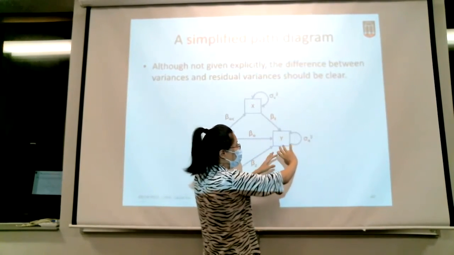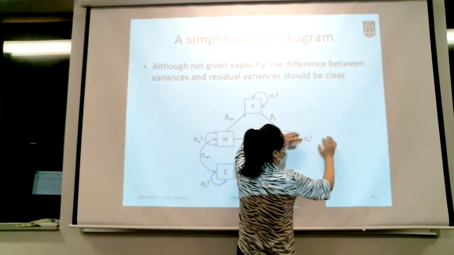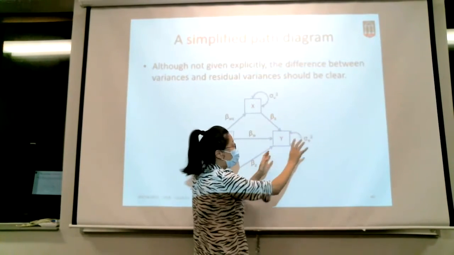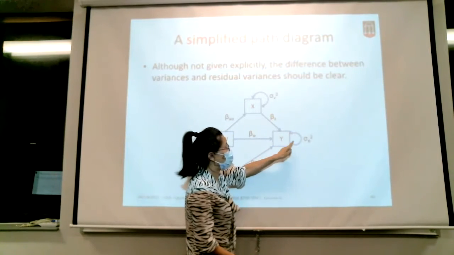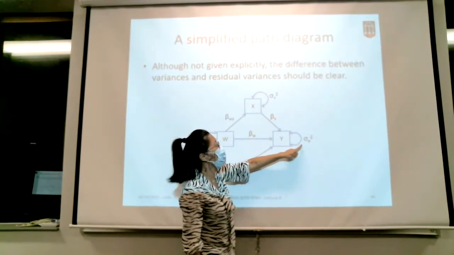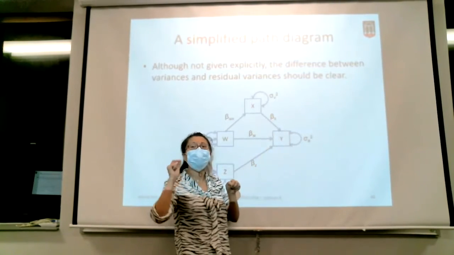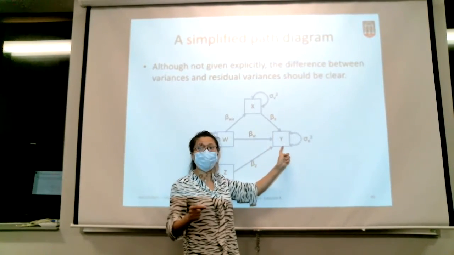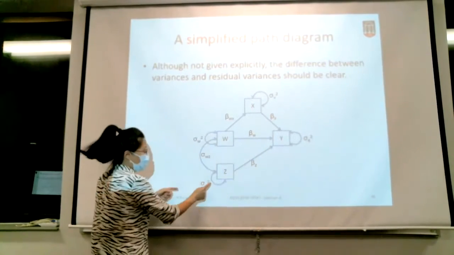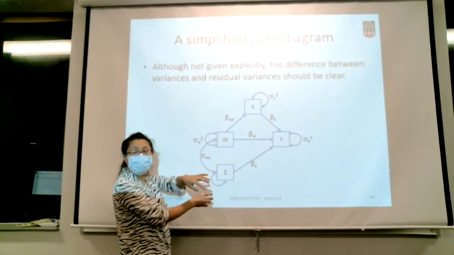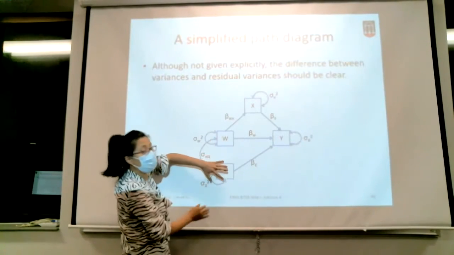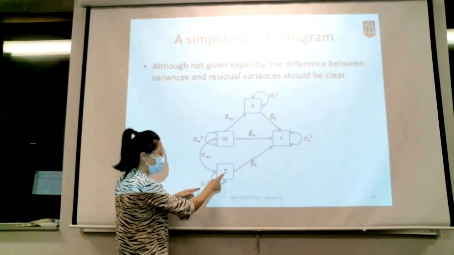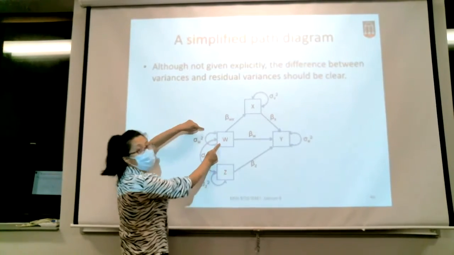Same thing here, because we have to use a simplified version. Originally there's an E part and the variance of E is sigma E squared. We deleted that part and put a double-headed arrow here. This means it is the variance of the residual of Y, not the variance of Y itself. The meaning is different. But here, this is a variance of Z, because this is an independent variable, an exogenous variable. So this is the variance of Z, and this is the variance of W.